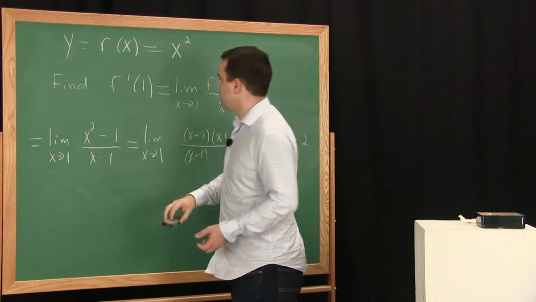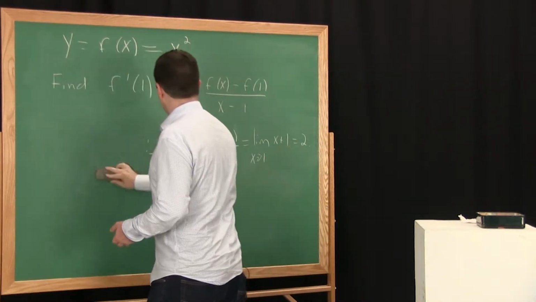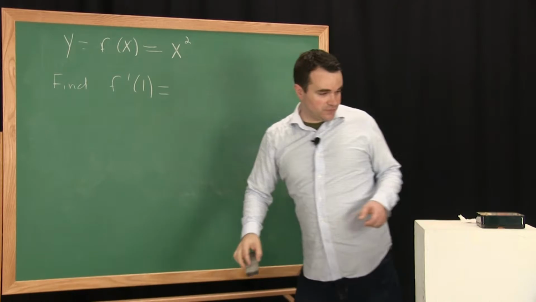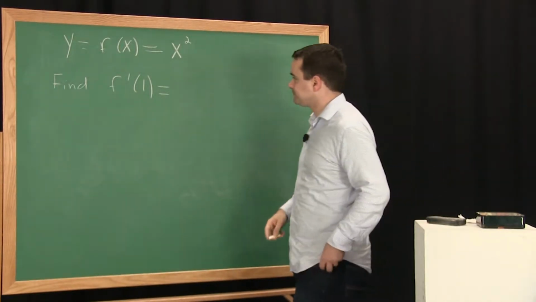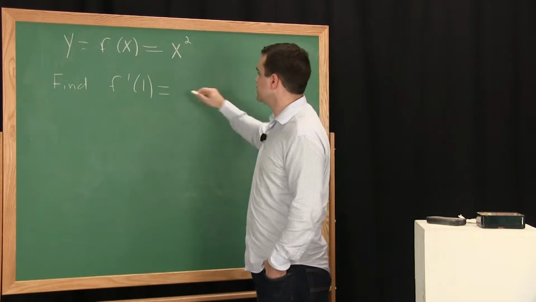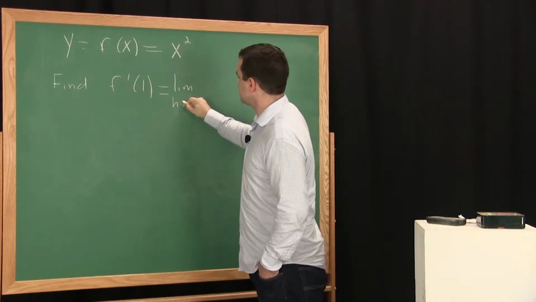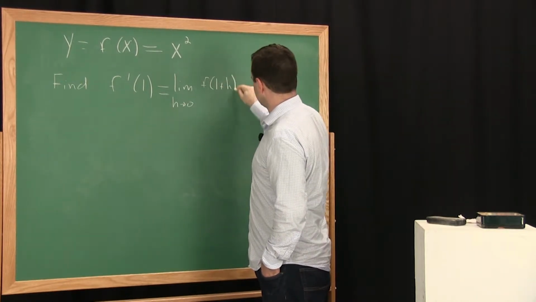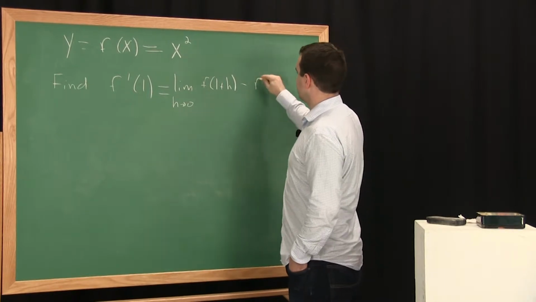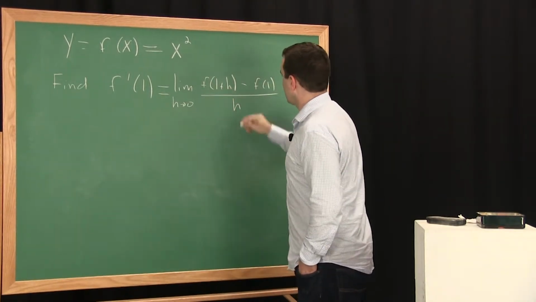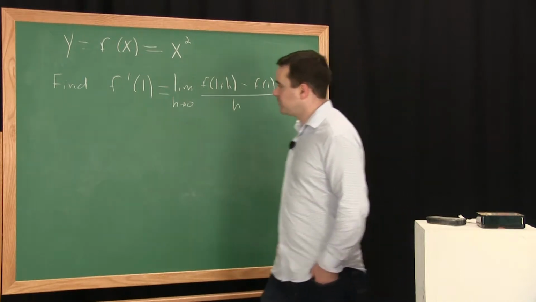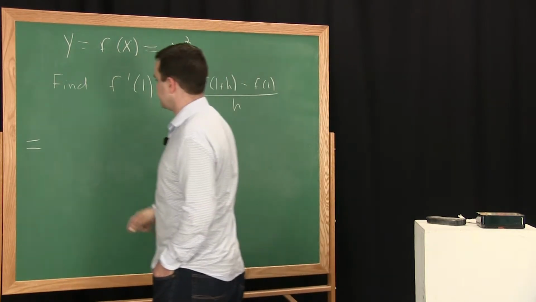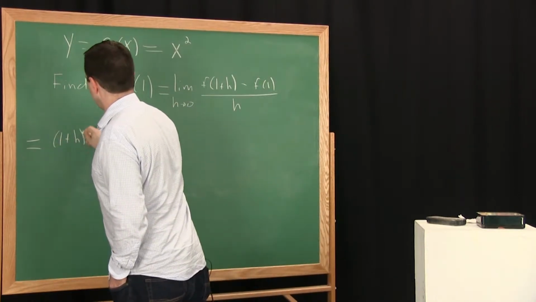Actually, what I want to do now is show you that the two definitions of derivative really are the same. I'll calculate this again using the other definition, the limit as h goes to 0 of f of a plus h, that's f of 1 plus h, minus f of a, that's f of 1, all over h. Here I plug in 1 plus h for x, and so I'm going to get 1 plus h squared.